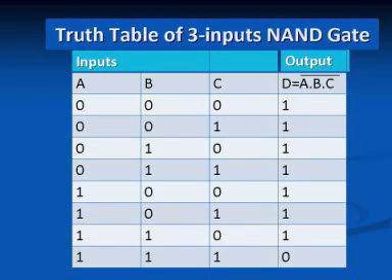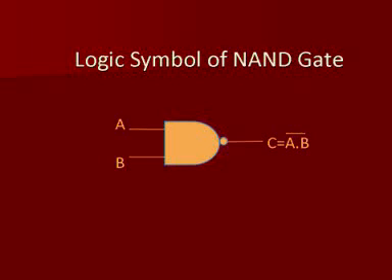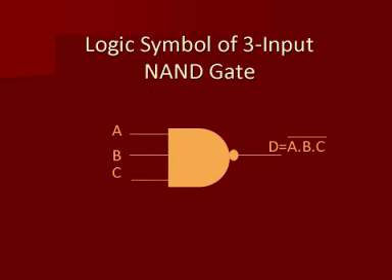For 1, 0, 1, D is 1. For 1, 1, 0, D is 1. For 1, 1, 1, D is 0. Likewise, we may have n inputs NAND gate.